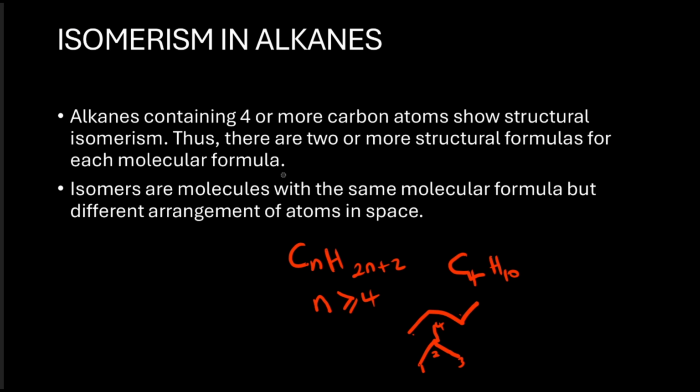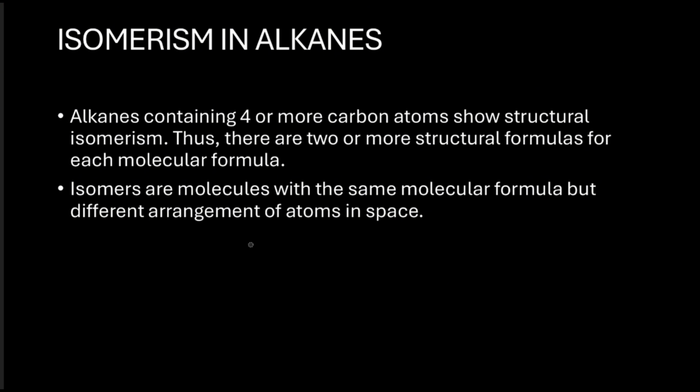Let's move on to another alkane. Let's say we have an alkane, C5H12. So let's look at the various ways we can draw the structural formula of this particular alkane. So we can have this. So we have one carbon atom here, two, three, four, and then five.